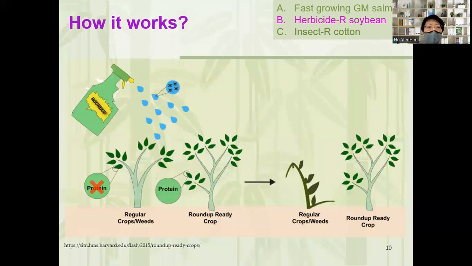Just like here, spray herbicide, the herbicide-resistant plant grows because they can produce protein. The normal plant cannot grow, so they cannot produce protein, they die. So these are the weeds. These are the herbicide-resistant plants. So eventually the weeds die, our crop plant grows.